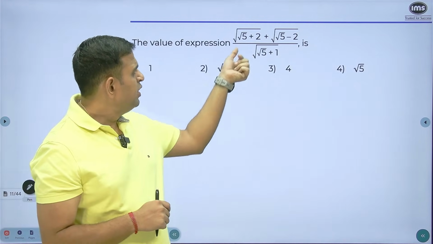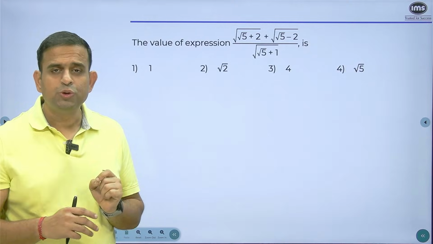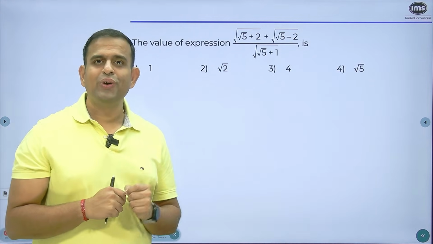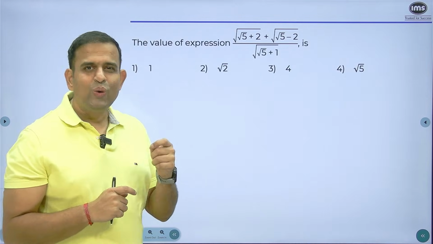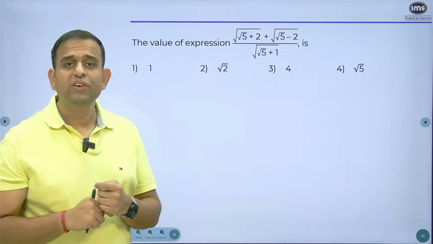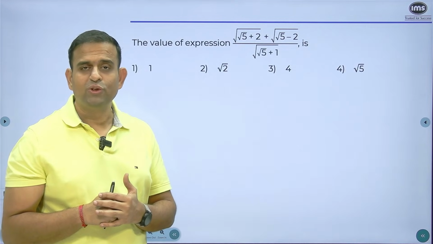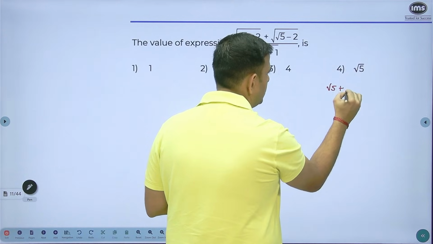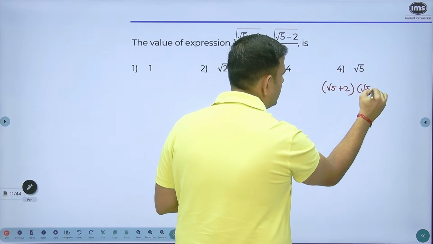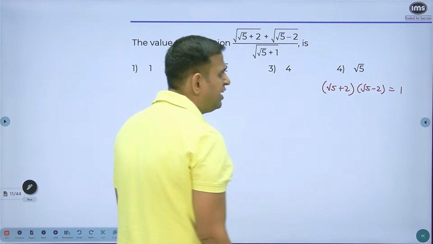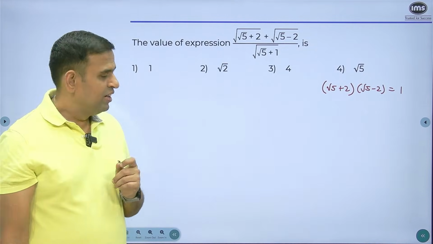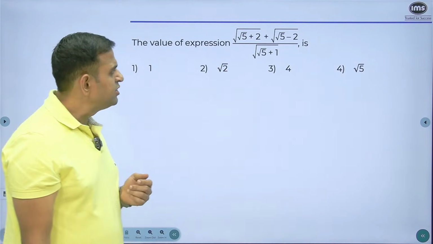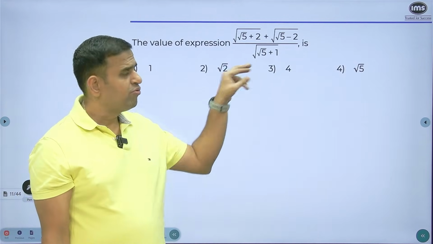Because if I multiply them, root 5 plus 2 into root 5 minus 2, this will come out in the form of a plus b into a minus b, which is a square minus b square. And this will lead to root 5 square minus 2 square, giving you 5 minus 4, which is equal to 1. So what I am saying is, if you multiply these two terms, root 5 plus 2 and root 5 minus 2, it came out to be a nice number, equal to 1. That is a very, very important part. So you again have a surd quantity in the denominator, which is root of root 5 plus 1.